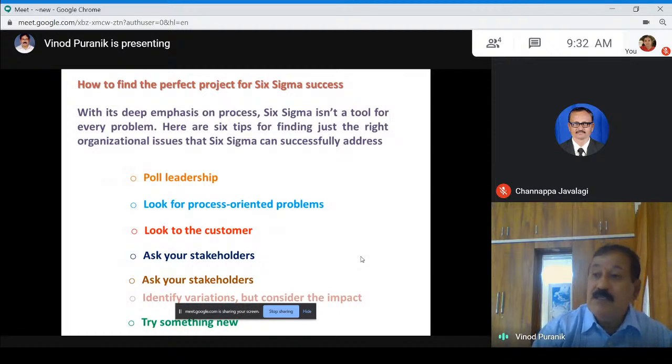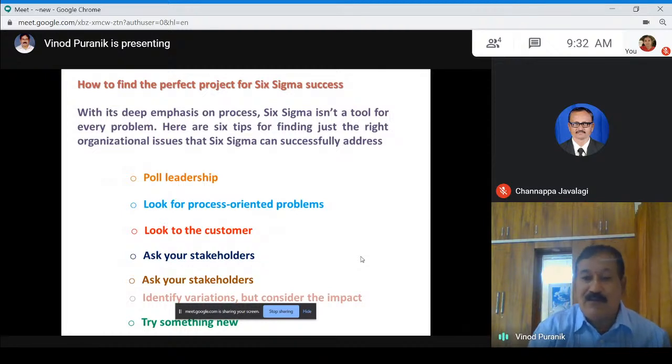And the second one is, look for the process-oriented problems. This is very, very important again, as I just now told. So those are very, very important. How you look at the process, what the process is, the importance of the process. So we all know the importance of the process actually.